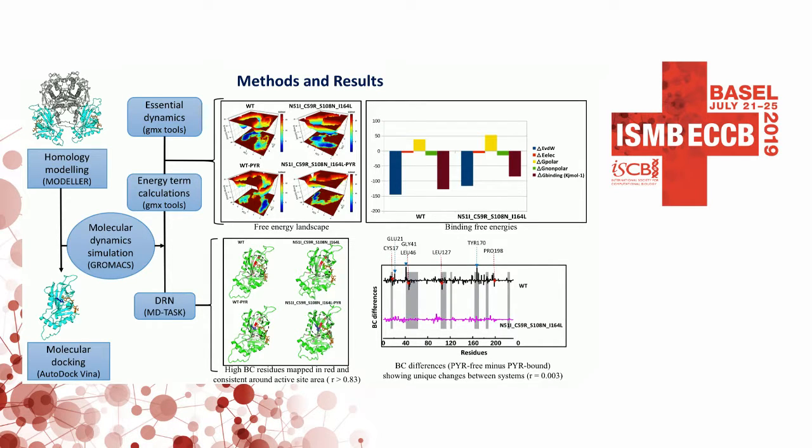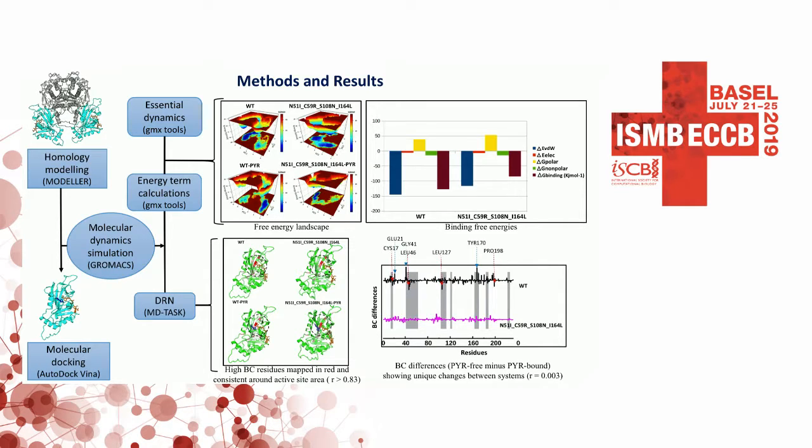And also a look at the binding free energy revealed that the mutations disfavor the binding of pyrimethamine, as it was seen to have higher binding free energy when bound to the mutant species.